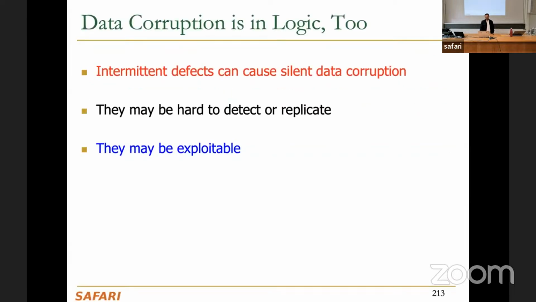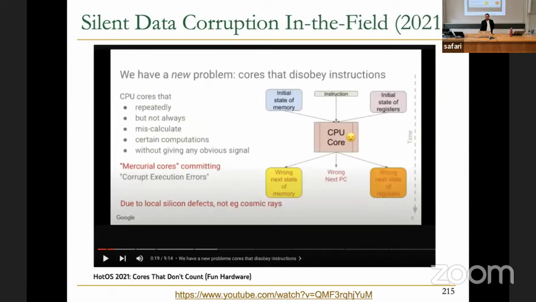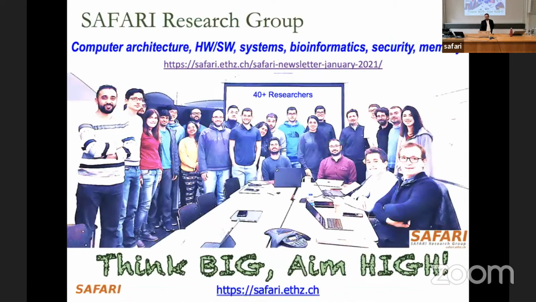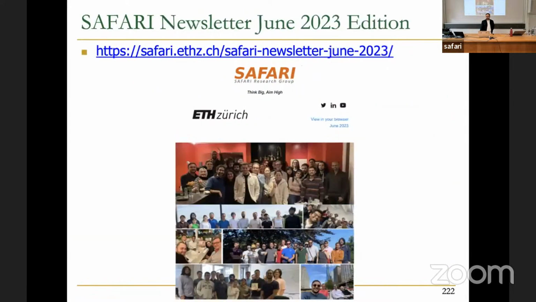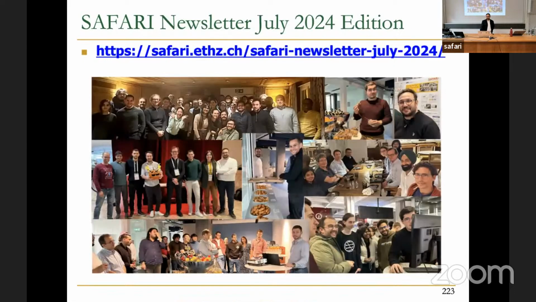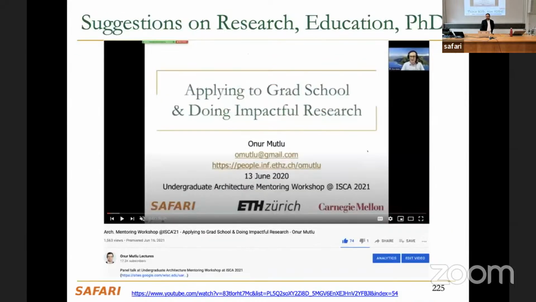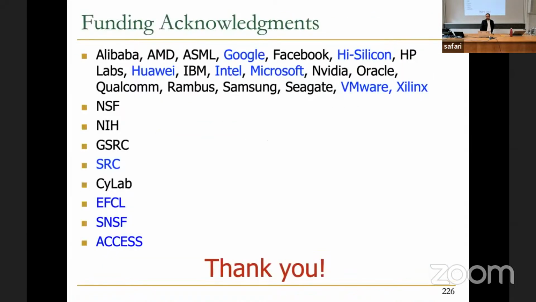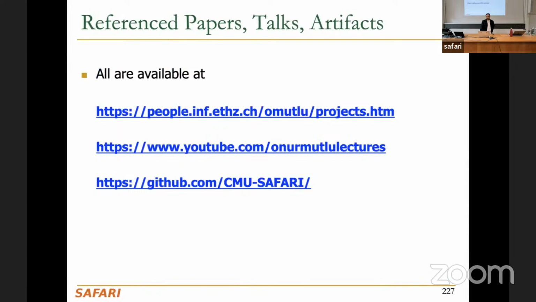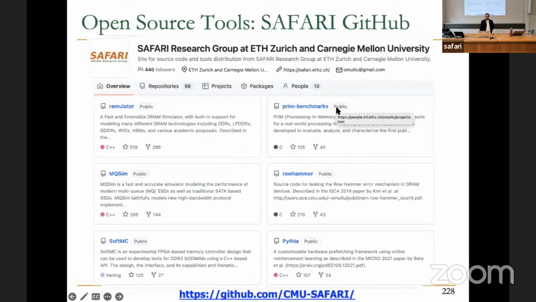Okay, so I'm just gonna skip this because we are running out of time. And I'm gonna show you some Safari pictures. This is our group. We have newsletters. We have a lot of updates on DRAM read disturbance and also other topics that we're working on. And you can find our lectures, and thank you for the funders. And you can access all the papers essentially in this link. Please don't hesitate to read our papers. I encourage you to read our papers and also get hands-on with our tools. We open source everything on GitHub.